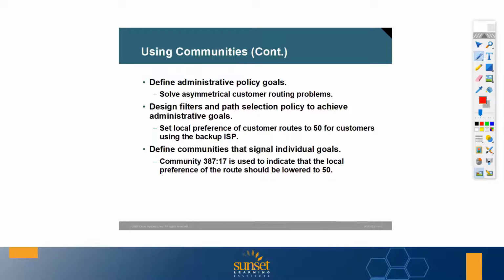We're going to define communities that actually signal those goals. And we're going to use a community string of 387:17 to indicate that the local preference of the route should be lowered to 50 in this case.